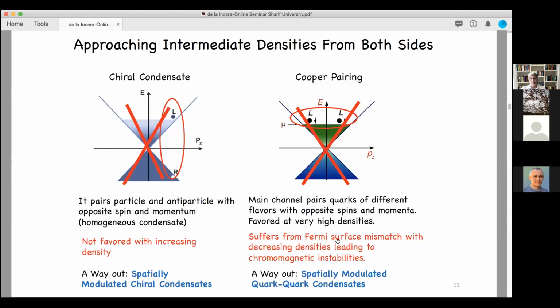A way out of that is forming an inhomogeneous condensate of Cooper pairs. This is a possibility, and we cannot just rule that out. So this is an interesting possibility. That would produce spatially modulated quark-quark condensates, color superconducting condensates. This is not the one that I want to consider today, but I want to be sure that we don't rule it out, because this is a possible option.